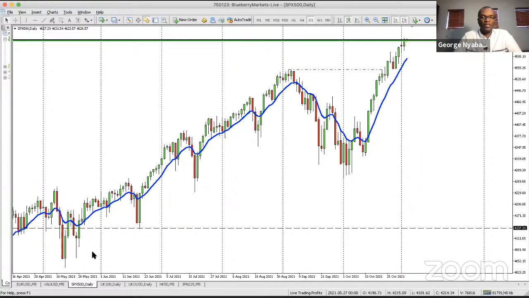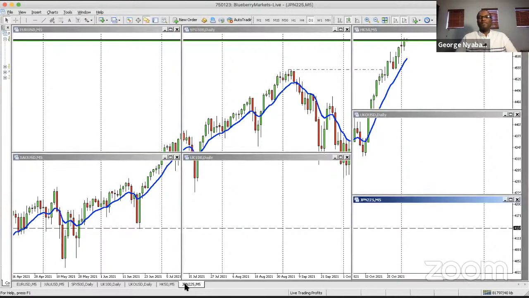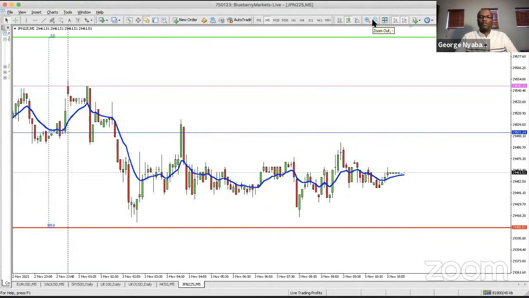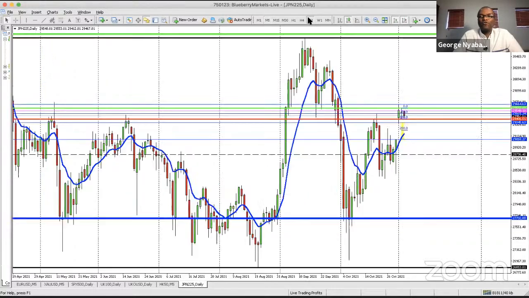Now, the other charts that I have showing the 5-minute time frame here are charts that I'm looking for setups on. Today is problematic, of course, because of the news announcements. So let's look at Nikkei 225.